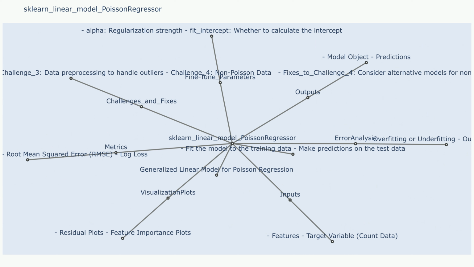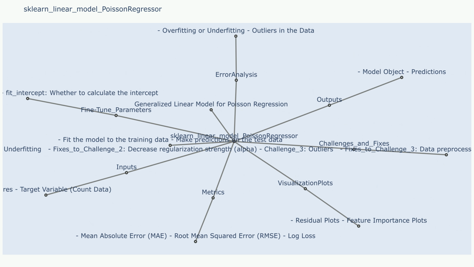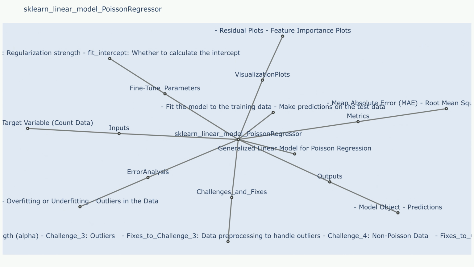Fine-tune parameters: alpha, regularization parameter that controls the strength of L2 regularization. Higher values promote sparsity and prevent overfitting. Fit intercept, Boolean flag that indicates whether to estimate the intercept term in the linear model. Maxiter, maximum number of iterations for the optimization algorithm.